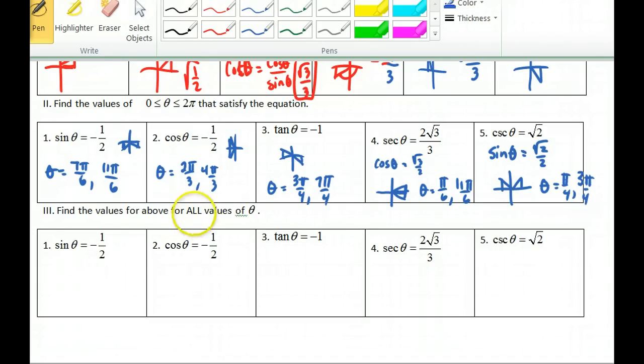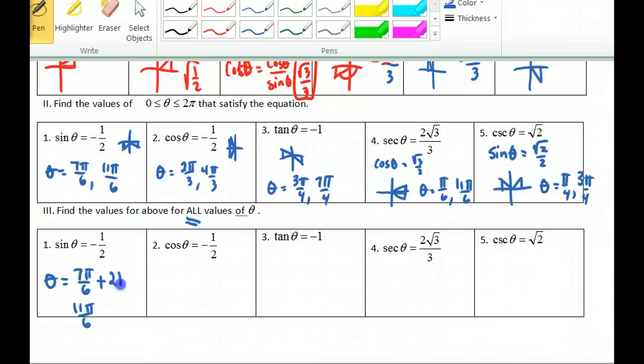Now this last piece is different from this one, simply in that it says find all values of theta. This up here just said between 0 and 2 pi. So if it says all values of theta, that means I have to include all the whip arounds that we have. So what happens is that we have our same basis, 7 pi over 6 and 11 pi over 6. That's what we got from up here. What we do then is we say, okay, I can whip around the circle another time, and another time, and another time, to get all the coterminal angles possible that also line up with this 7 pi over 6.